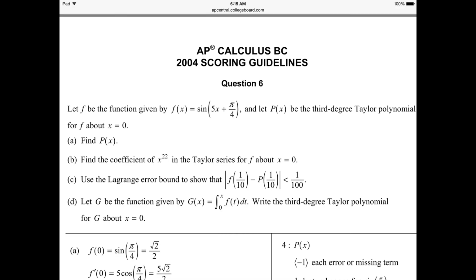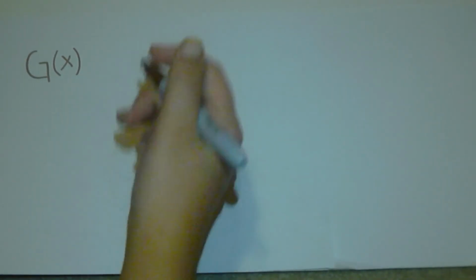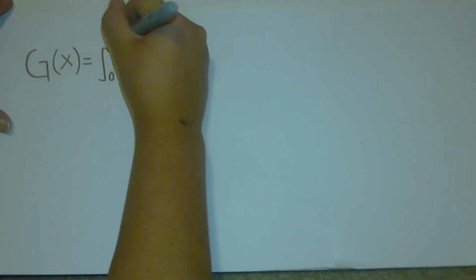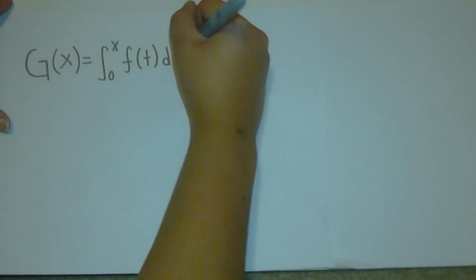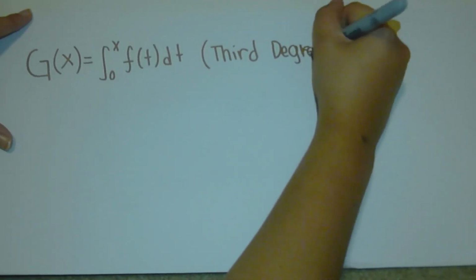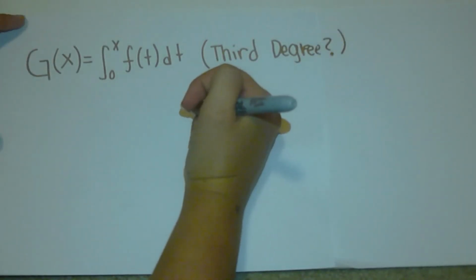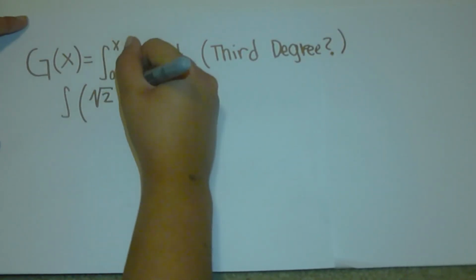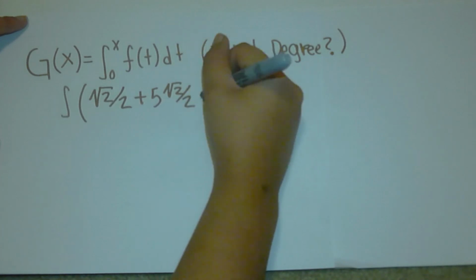So in part D it says, let g be the function given by g of x is equal to the integral from 0 to x of f of t dt. Write the third degree Taylor polynomial for g about x equals 0. To begin, we simply write out g of x, which is the integral from 0 to x of f of t dt. And we're looking for the third degree Taylor polynomial. Because we already know p of x, which is the third degree Taylor polynomial of f, we can just substitute those first 3 terms into the integral.